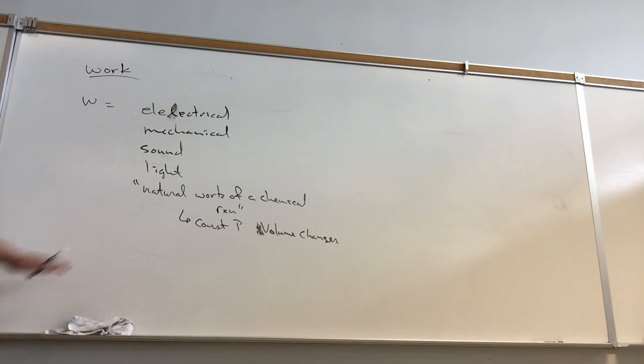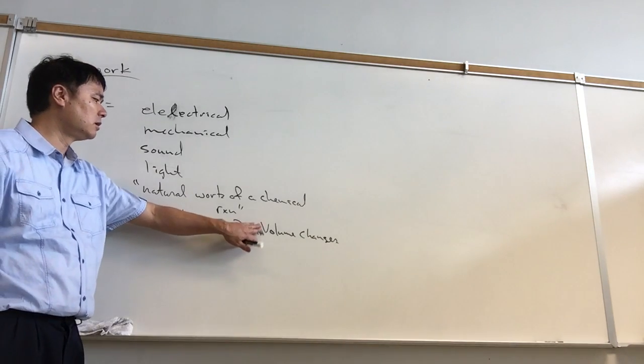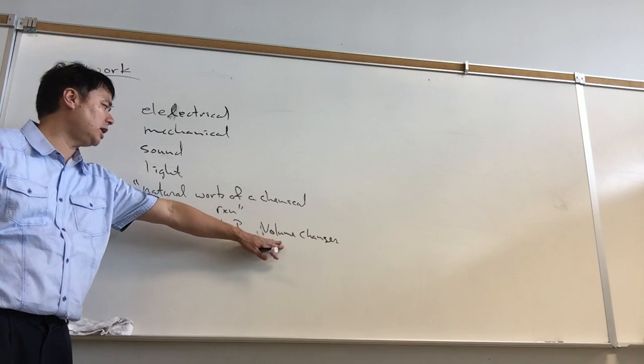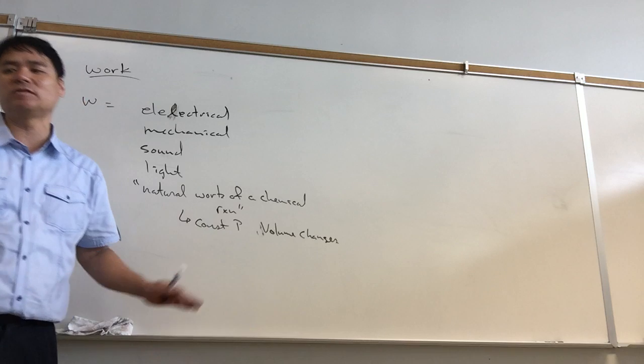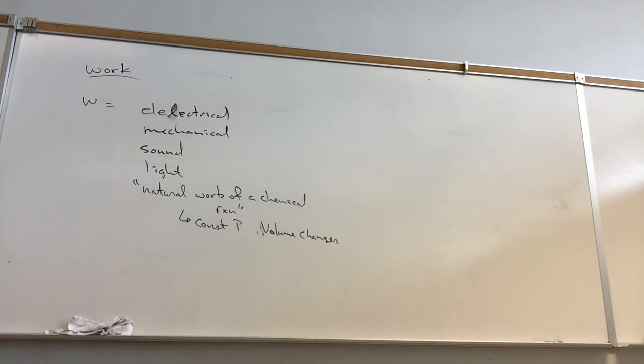And so when we do reactions under constant pressure conditions, volumes can change. As the volumes change, then we have the natural work of a chemical reaction. We call it the natural work of a chemical reaction because can you avoid doing that work? Is that work avoidable? No. You could do it in a bomb, right? But if you want to do it under constant pressure, forget it. You got to do the work.